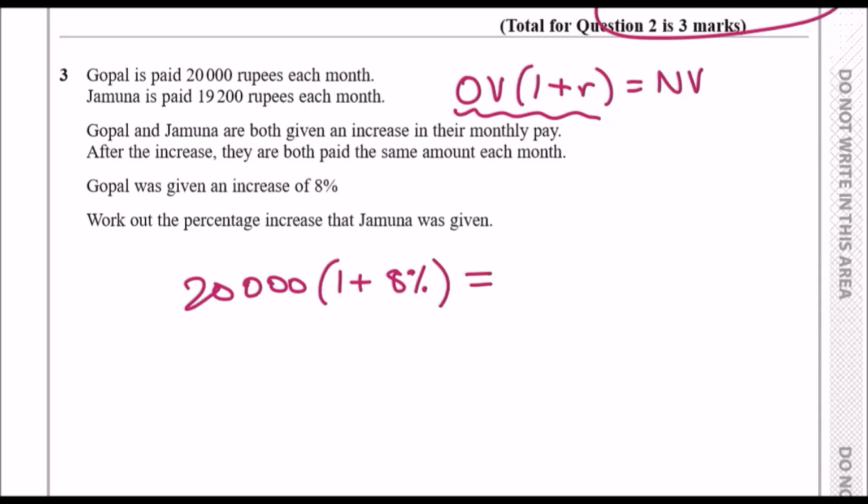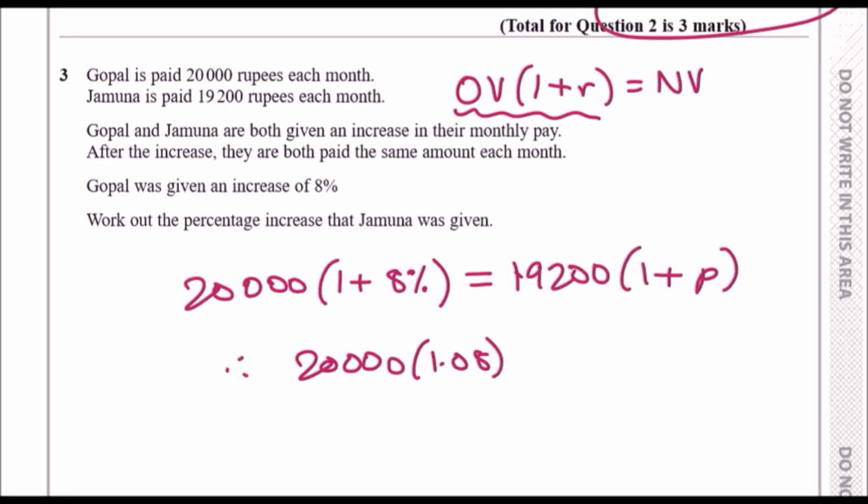And we know that this was equivalent to, instead of writing a new value, Jamuna's amount. And Jamuna earned 19,200, and this was an increase of something, let's say P, so we can work out the percentage, yeah? Now, all you have to do is just rearrange this equation and make P the subject, and that is the percentage done. So instead of working out separately, firstly divide 19,200 across, so we're going to have 20,000 times 1.08 over 19,200, and you're left with 1 plus P. And instead of making another line, just subtract 1 across. So basically, all of this minus 1 equals P.